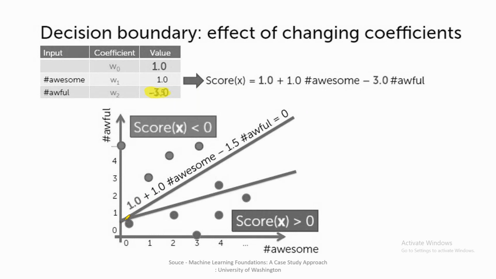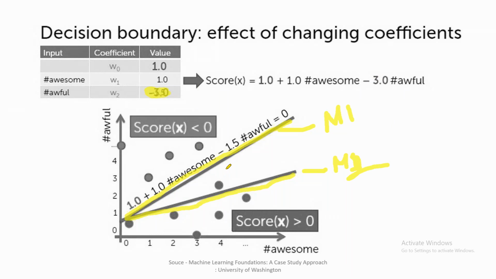So this was my earlier classifier, earlier model. Let's say this is M1, where the coefficient of awful was negative 1.5 and awesome was 1. Sorry, this was my first classifier M1, where I have also included an intercept equal to 1, and this is my second classifier, where the coefficient of awful is -3.